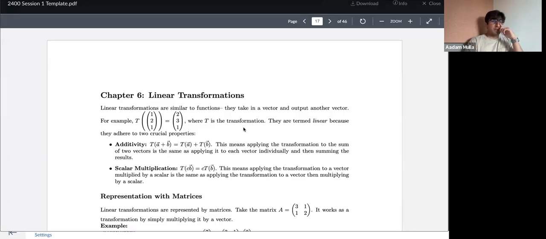Sorry, this is a lot of information at once, but hopefully some dots are connecting. Okay, and now we move on to linear transformations.